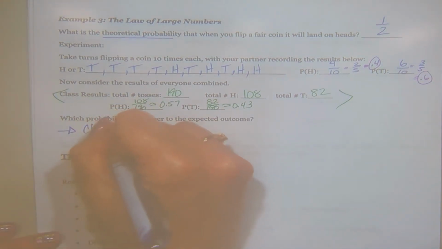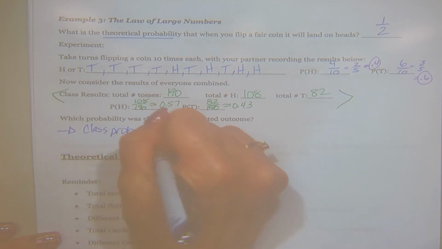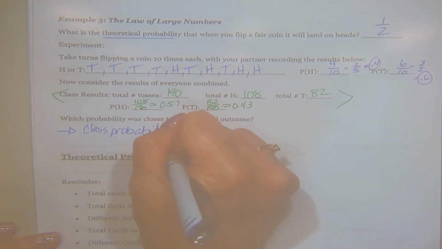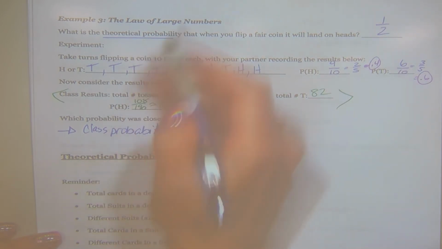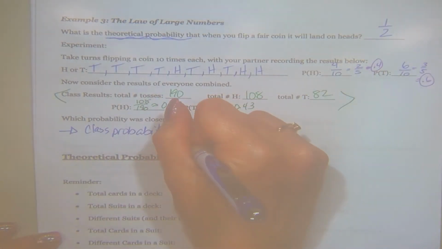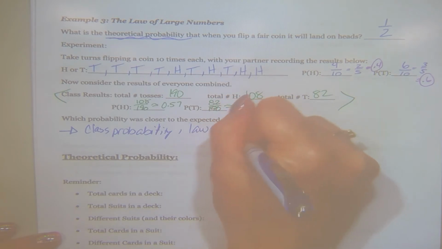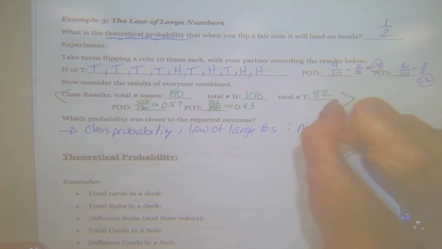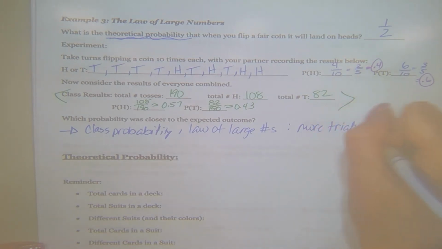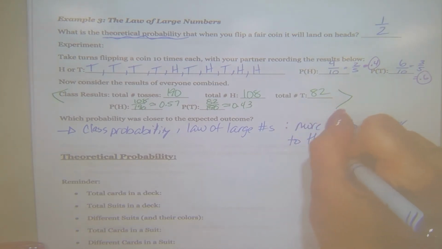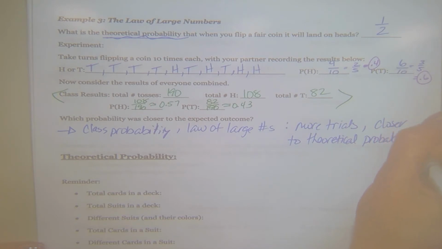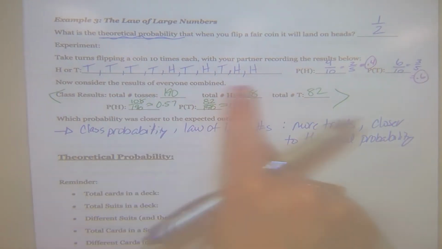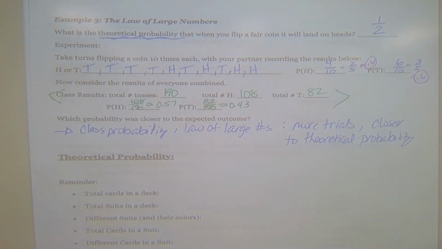Generally speaking, the class probability is usually closer to that theoretical probability because of the law of large numbers. The law of large numbers tells us that the more trials or the more times you perform the experiment, the closer generally you get to the theoretical probability. Come back to that idea of streaks. I could have flipped my coin 10 times and got all tails. That would just be a streak.